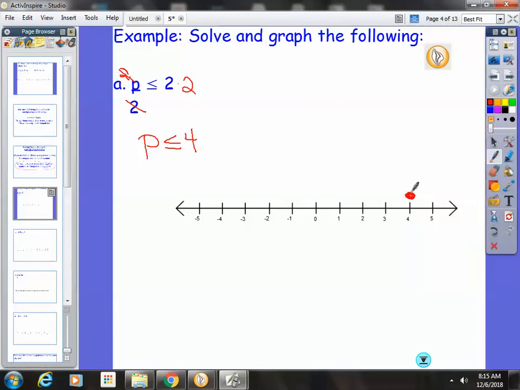And what direction is my graph going to go to represent all the numbers that are less than or equal to 4? To the left. Yesterday we said that if we make that inequality symbol into an arrow, that arrow is pointing to the left, that's the same direction that our graph is going to go. That will always work as long as the variable is on the left-hand side, and it is here.